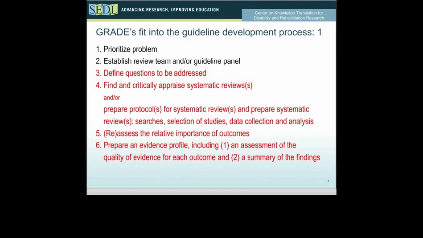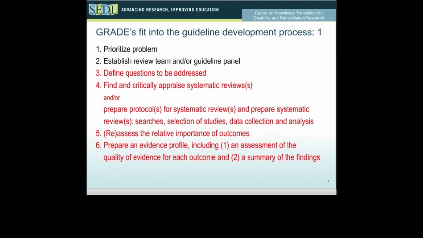So one of the things they say there is that GRADE is part of the issue of developing guidelines, but it's not all of it. And here on this slide and the next, all the steps that they distinguish are given, and only the ones that are in red are actually addressed by GRADE. The others must be done before or after you put GRADE into motion.